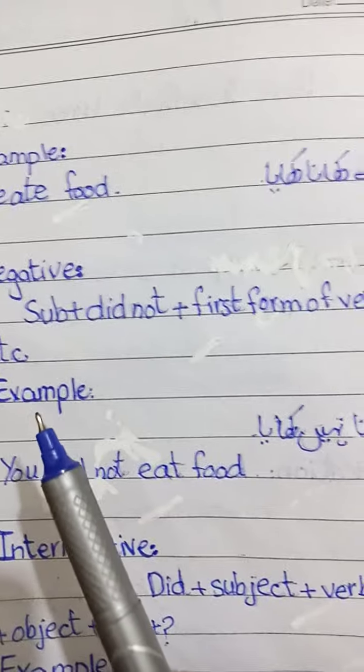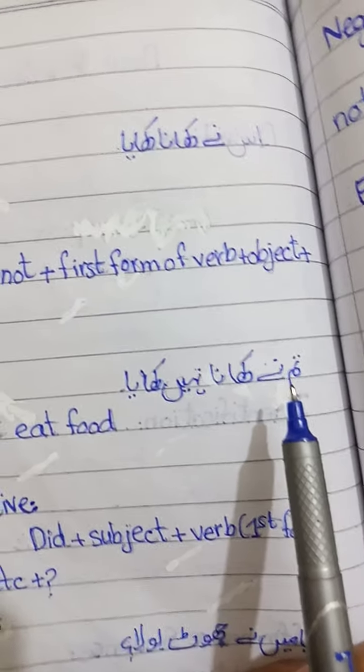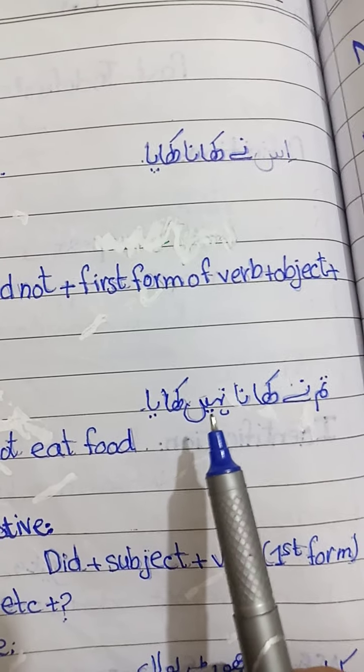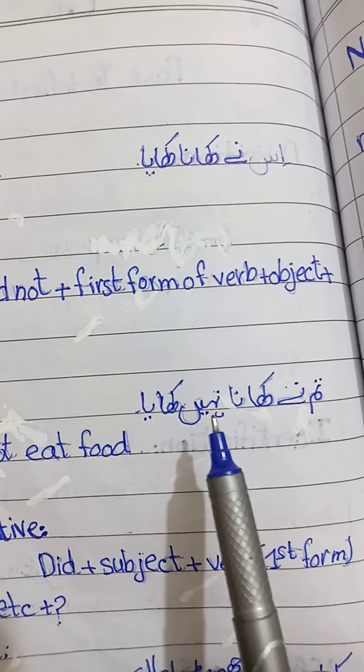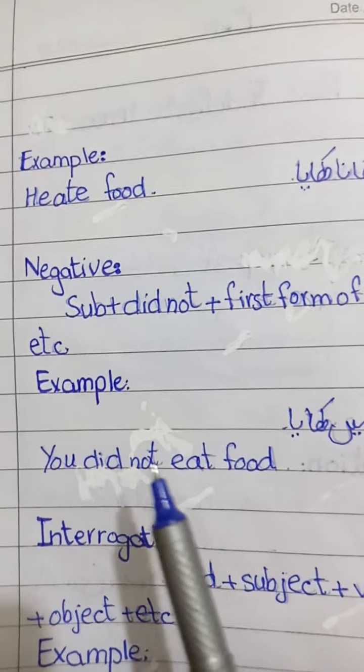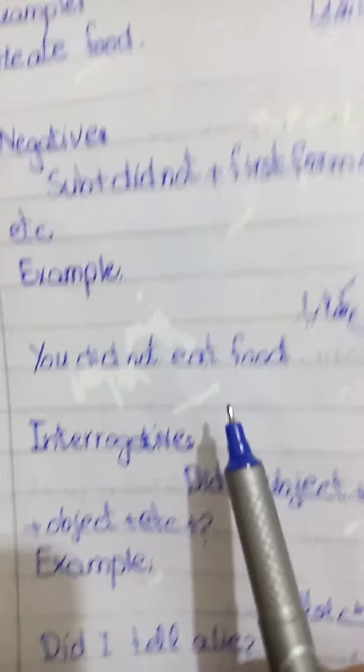So an example of this sentence is also here. तुमने खाना नहीं खाया. नहीं is used here, which means it is a past indefinite tense negative sentence, and alif is at the end of the sentence. So we will translate it: you did not eat food.